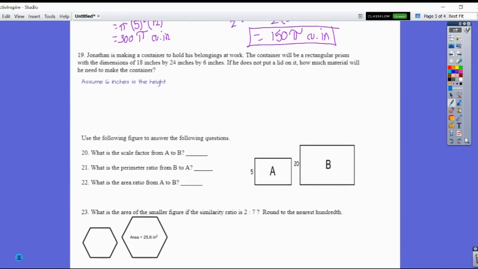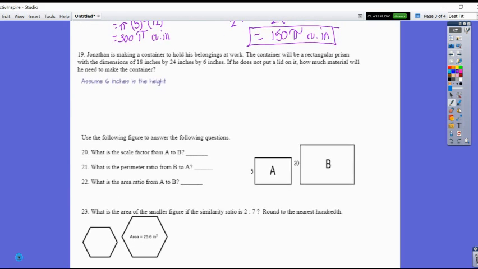Now 19 then, Jonathan makes a container to hold his belongings at work. It's a rectangular prism of 18 inches by 24 inches by 6 inches. And we're going to assume that 6 inches here is the height of it. He doesn't put a lid on it, so how much cardboard does he need to make this container? So we need to go ahead and find the surface area of this rectangular prism. 2LW plus 2LH plus 2WH.